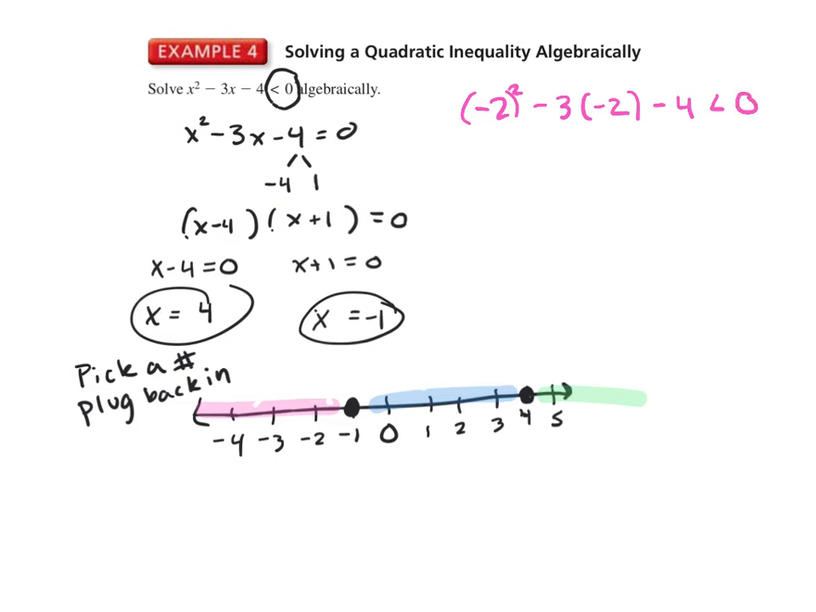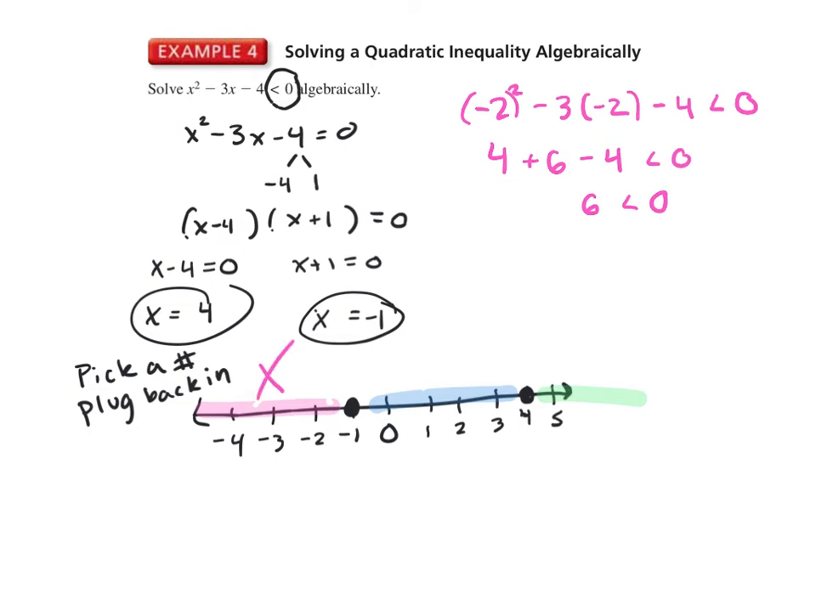Gianna, what's negative 2 squared? 4. And then negative 3 times negative 2 is positive 6 minus 4. So we get 6 is less than 0. Is this true? No. So this side does not work.